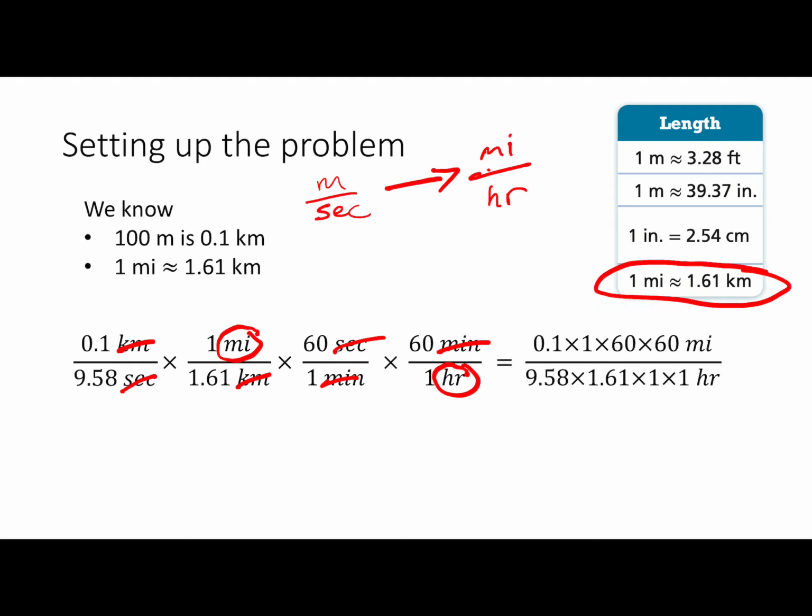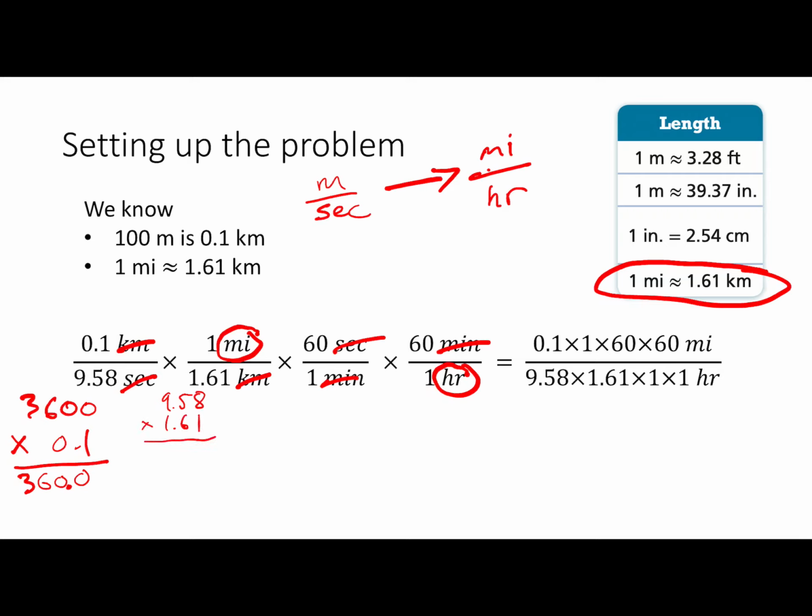So we have 0.1 times 1 times 60 times 60. So 60 times 60 is 3,600. Times 1, that doesn't change anything, and then times 0.1. So that's just 3,600, and now we have a decimal place, so that's 360. All right, so our numerator is going to be 360. What is our denominator? Well, that's 9.58 times 1.61 times 1 times 1.